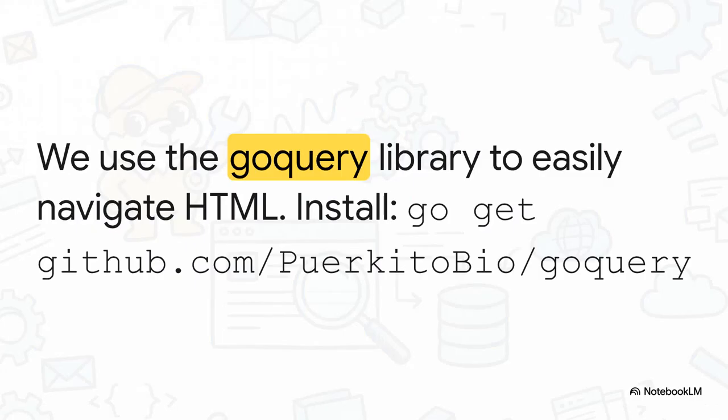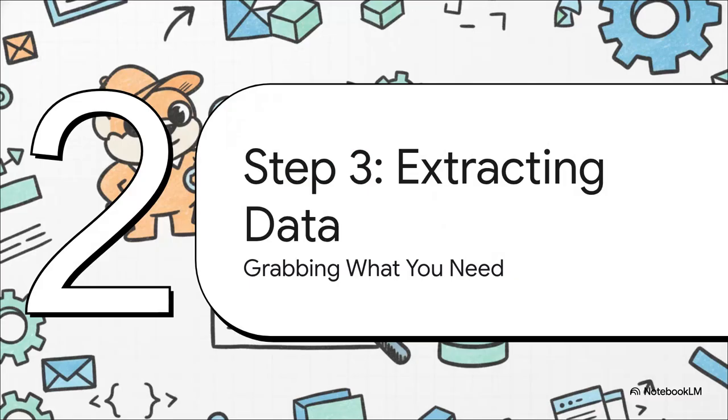Now, we could try to figure all this out manually, but oh man, that would be incredibly hard and probably a huge headache. So instead, we use a specialized tool. In the Go world, one of the best libraries for this is called GoQuery. It just gets the structure of an HTML document and gives us really simple commands to find exactly what we're looking for. Let's move on to step three, which is where this all comes together.